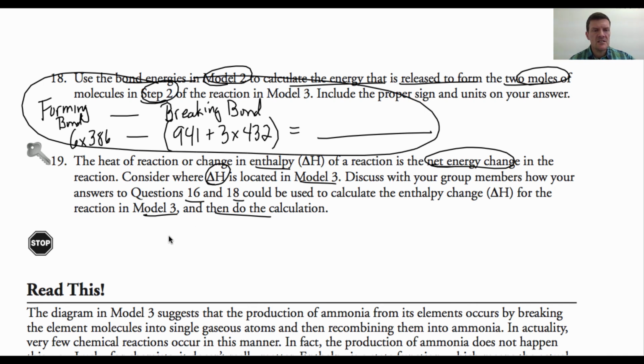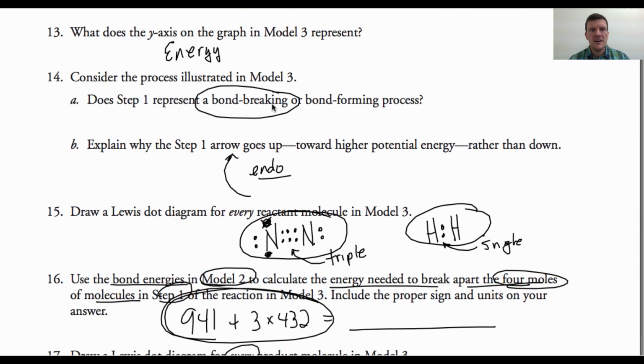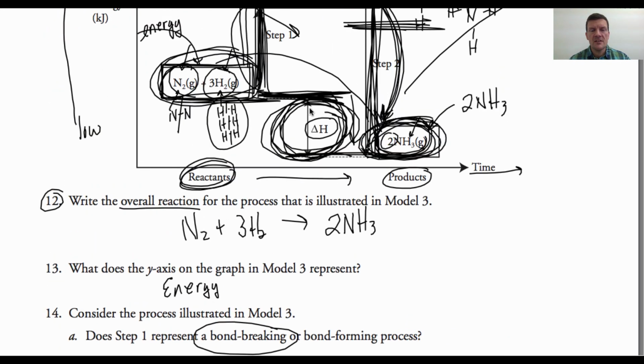What they're getting at is the difference again. So they're just saying that if you take these two values and you find the difference between them, you will find out then the heat of reaction, or the change in enthalpy, this delta H. Okay, as I just said, you're going to find this delta H right here.